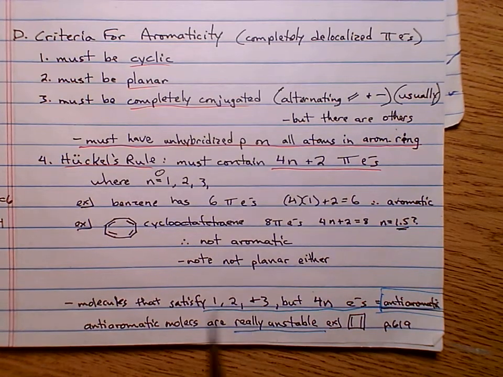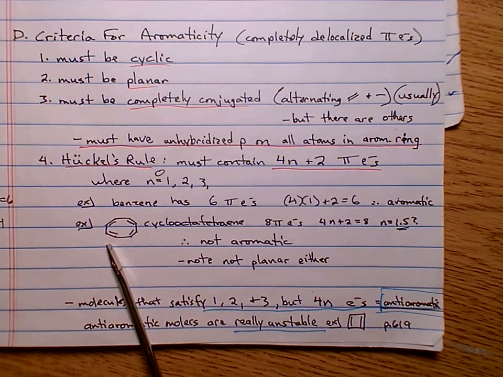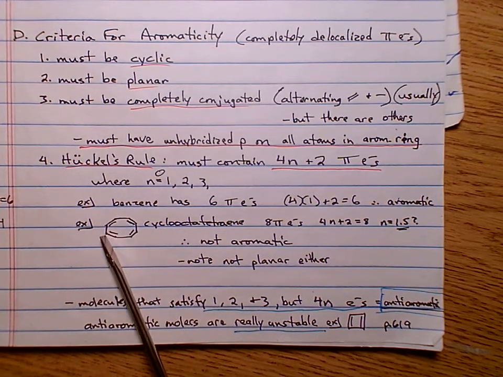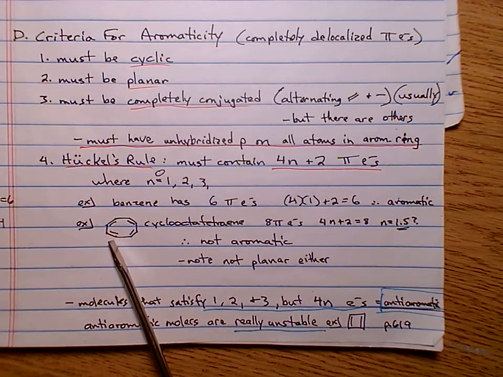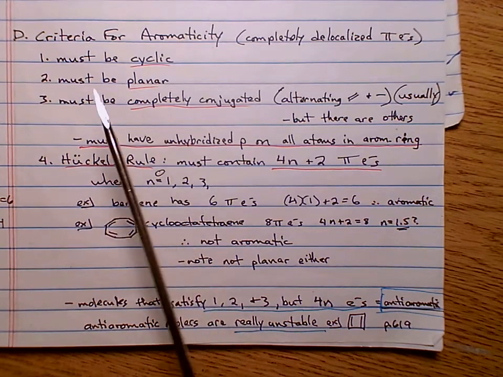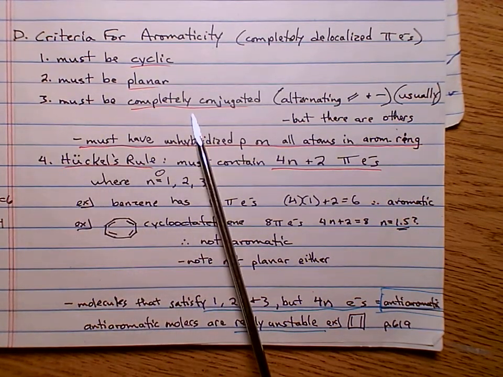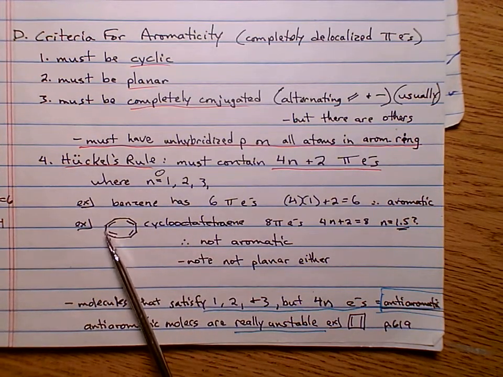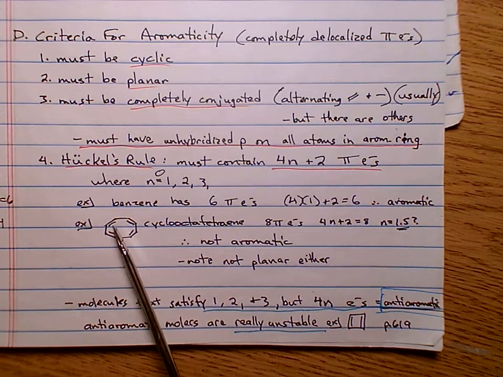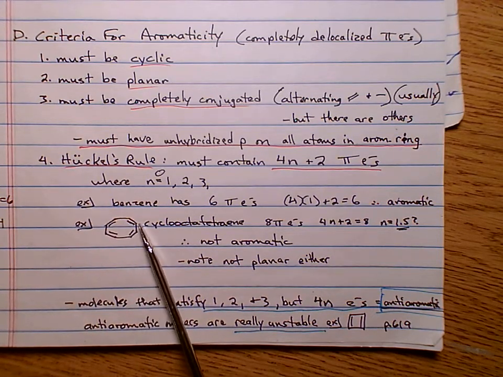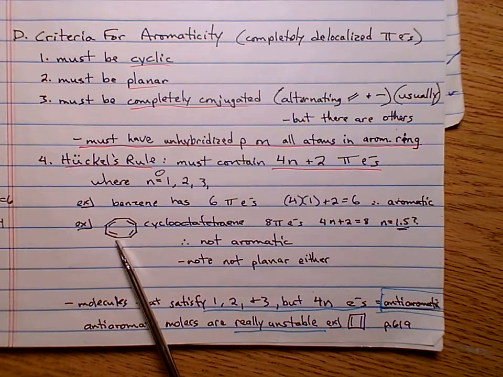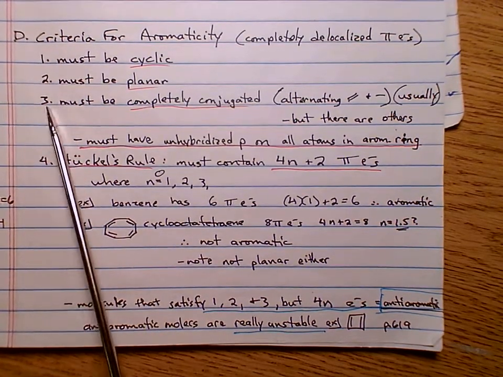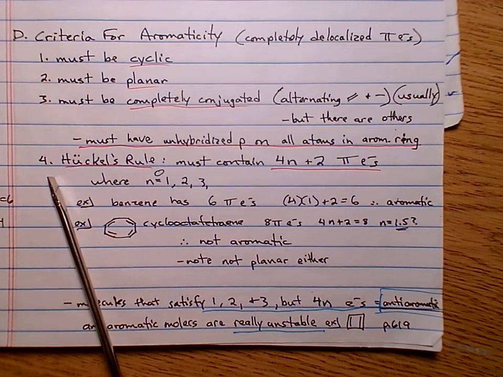Let's see if it is aromatic or not. Is it cyclic? Yes, it is cyclic. Is it planar? I have no idea unless I build it, and I can't have my models on the exam, so I don't know. Let's look at the others. Is it completely conjugated, alternating pi and single bonds? Single bond, double bond, single bond, double bond, single bond, double bond, single bond, double bond. Oh, yes, it is completely conjugated.